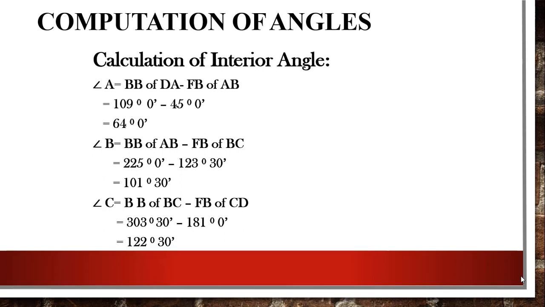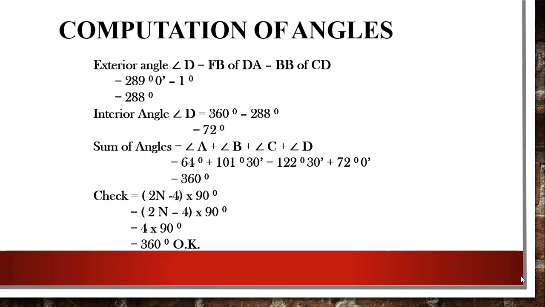Now for getting the angle C, again back bearing of BC minus fore bearing of CD, that is 303 degrees 30 minutes minus 181 degrees 0 minutes, and you will get the angle C as 122 degrees 30 minutes. So this is the formula for calculating the angles, right? You have to consider the previous back bearing and the fore bearing of the same station, right? Now as far as the angle D is concerned, the fore bearing is greater than 180 degrees, therefore the angle which is obtained is the exterior angle.